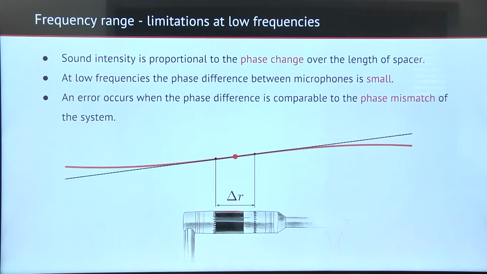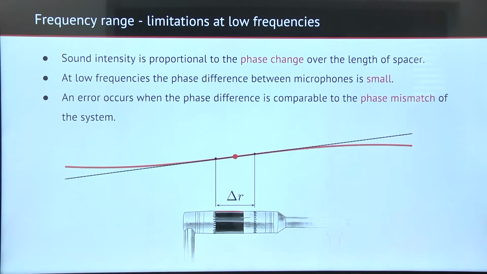At low frequencies, a different situation arises. When the sound wave is very stretched out, the difference in sound pressure between the microphones is low. In other words, the phase difference of the signals from microphones A and B becomes small and is comparable to the inherent phase mismatch of the system, which is always present in the microphone and in the analog components. To maintain the desired accuracy, the phase difference between the microphones must always be sufficiently larger than the inherent phase mismatch of the measurement system.